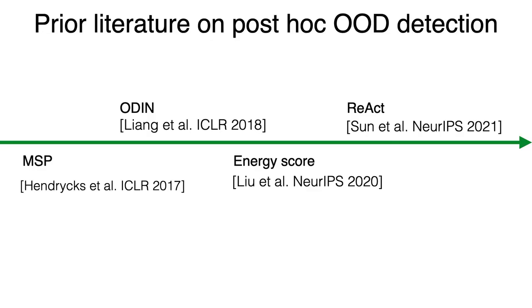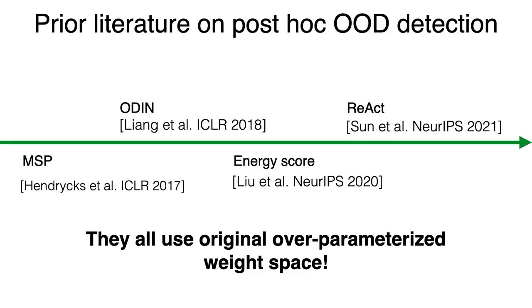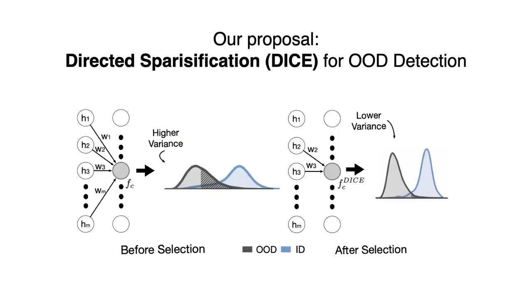There have been many methods on post-hoc OOD detection, including maximum softmax probability, ODIN score, energy score, and ReAct in the feature space. However, previous methods primarily derive OOD scores using over-parameterized weights, while largely overlooking the role of sparsification. We provide a simple sparsification strategy termed DICE, which aims to bridge the gap.